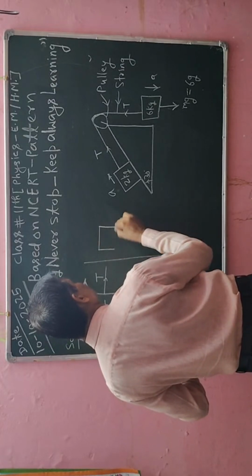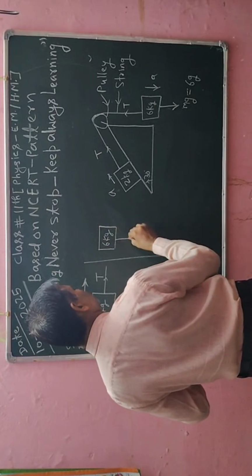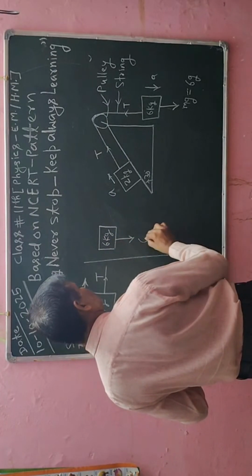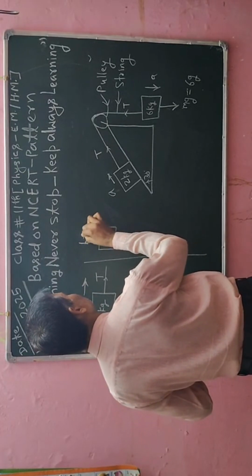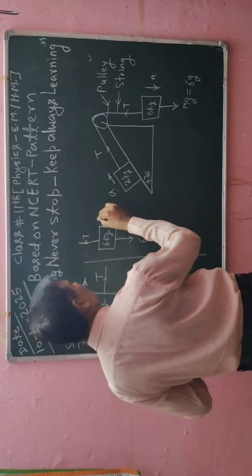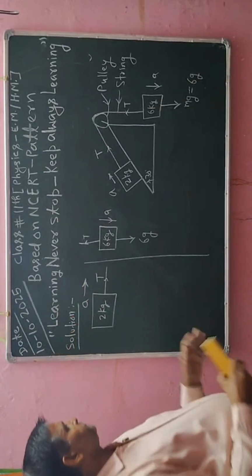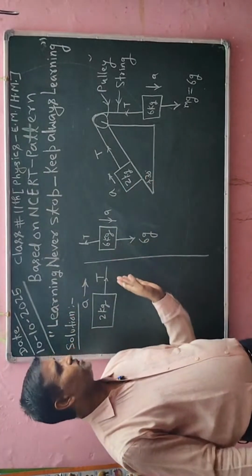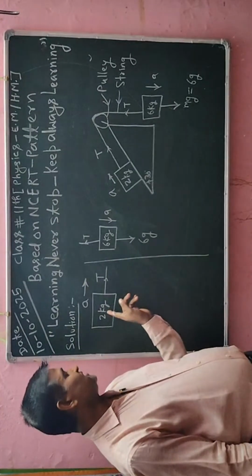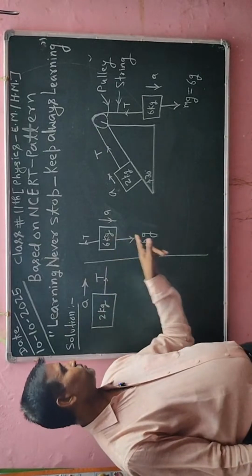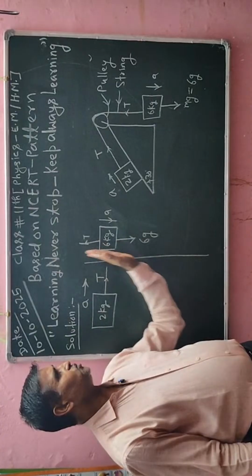Now this object has mass 6 kg, so properly I will write. In the downward direction there is a force, that is 6g, I can write. But this string has a tension force, and its direction is upward, and the acceleration is going downwards. Now both objects I have separated according to the direction of the motion.